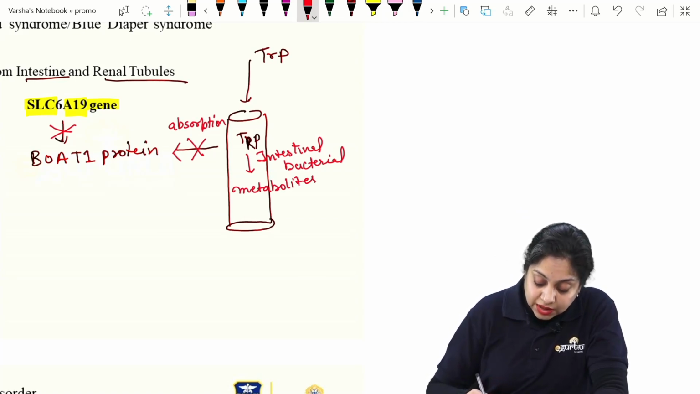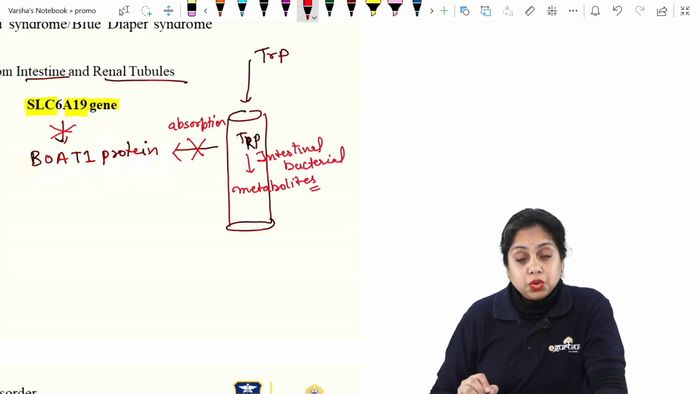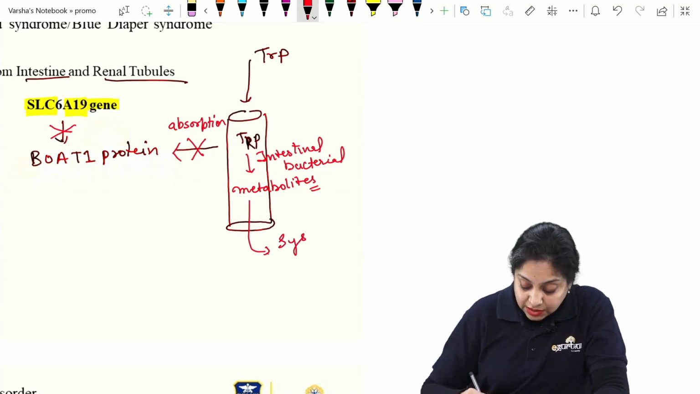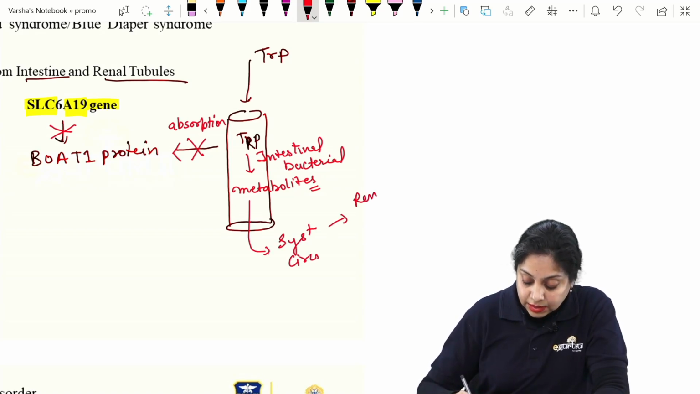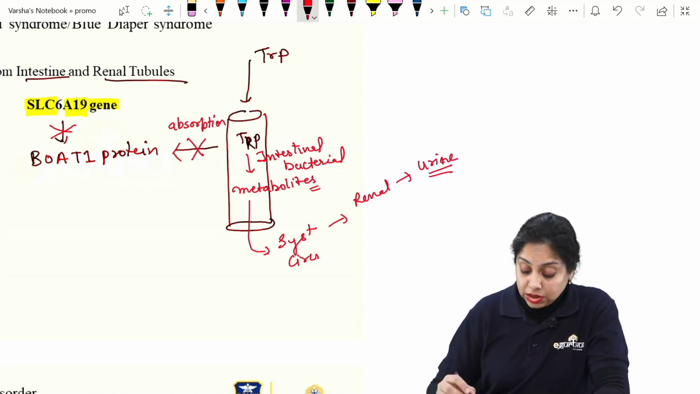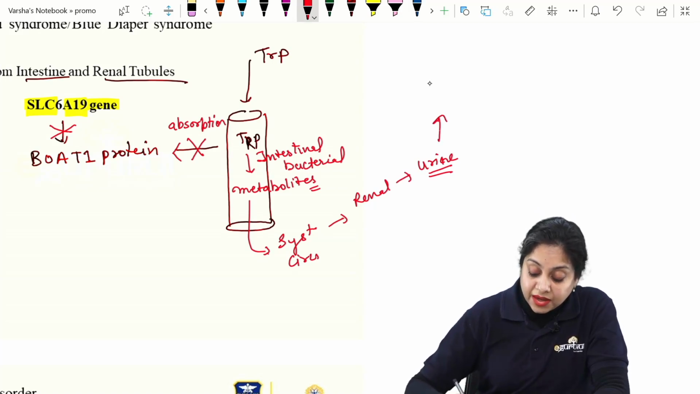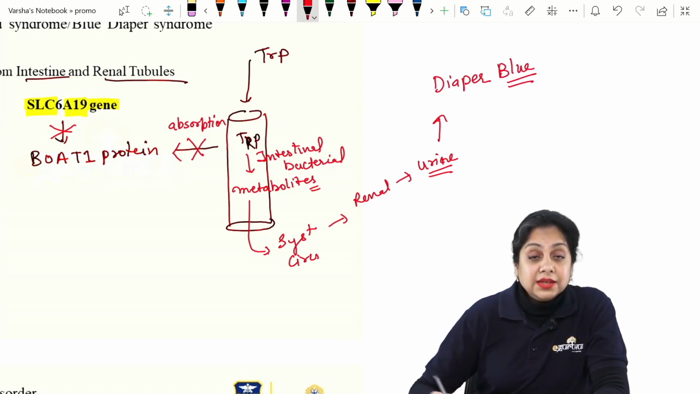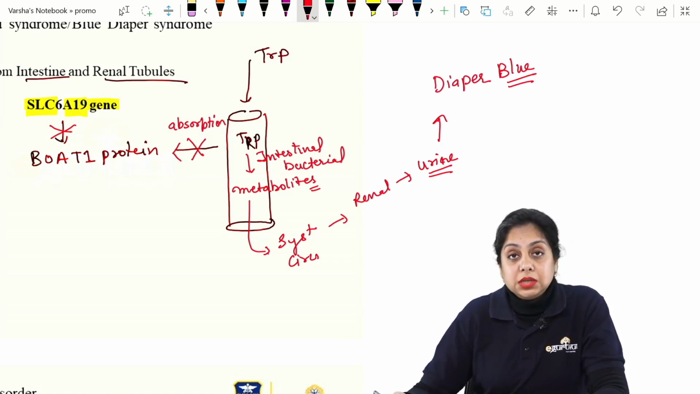And later, towards the end of this session, I'll show you what those metabolites are. They will be coming out. They will go to the systemic circulation directly, and then the renal circulation, and they will be excreted in the urine. And this excretion in the urine makes the diaper blue in color, known as the blue diaper syndrome.